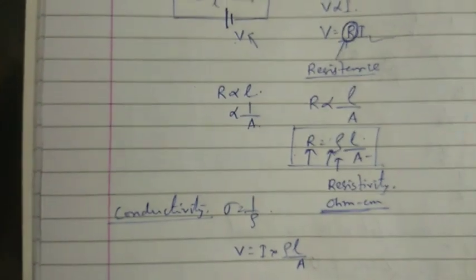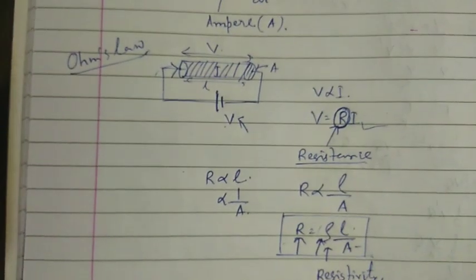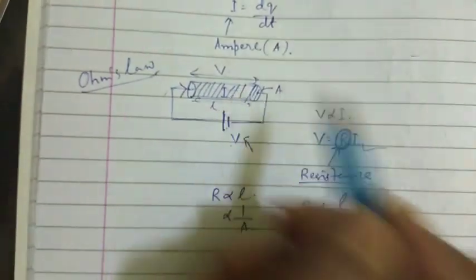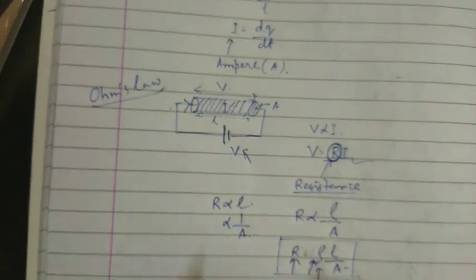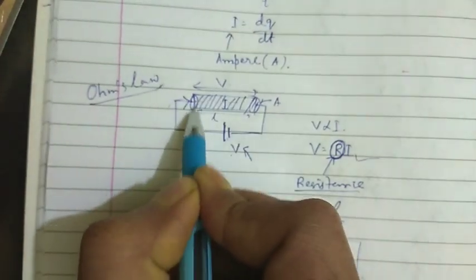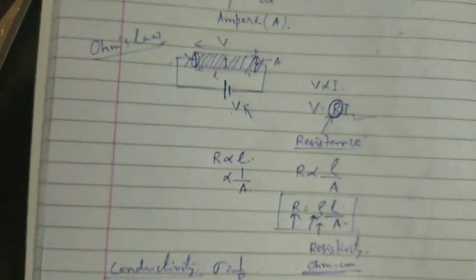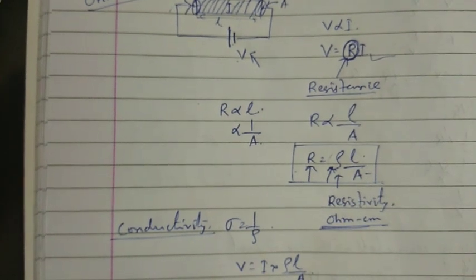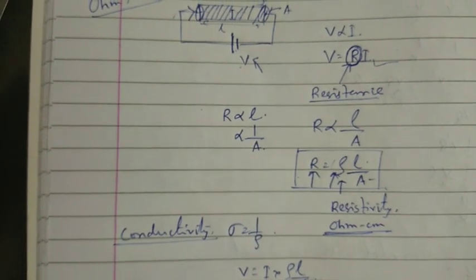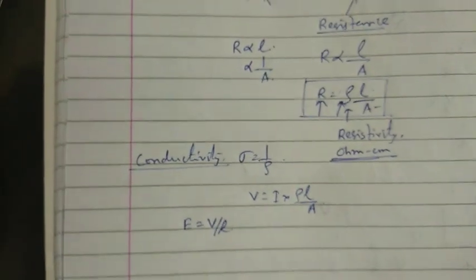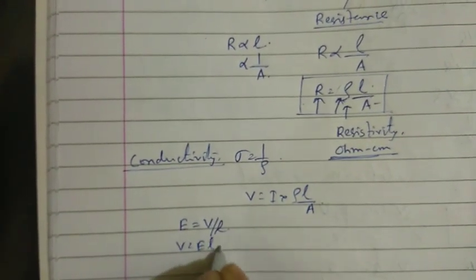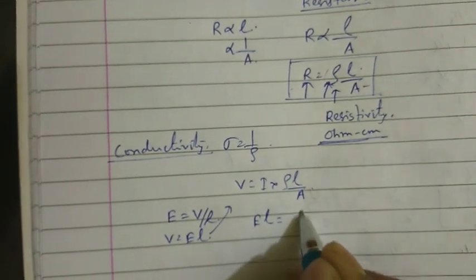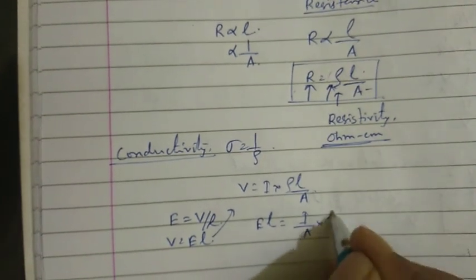Now since we have applied a potential difference through a battery, there will be an electric field also. If the potential difference between the ends of the wire is V, then the electric field can be written as E equals V divided by L, where L is the length of the wire. So you can write V equals EL. So just put the value here. EL equals I by A into rho L.